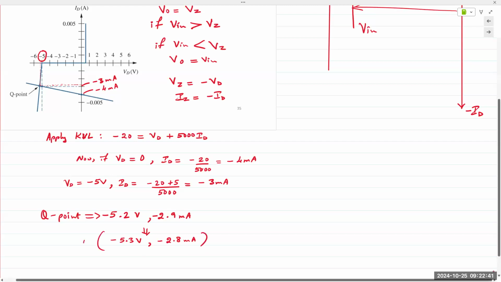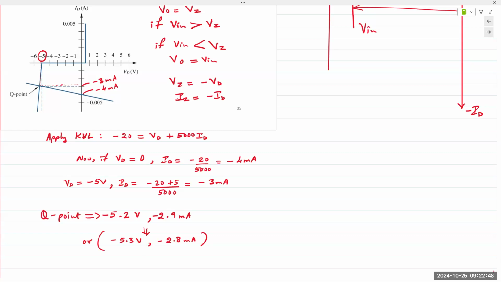Yes. How would we know where the values are without the graph? We can't because, I mean, the point of using the load line analysis is that we have a graph to begin with.